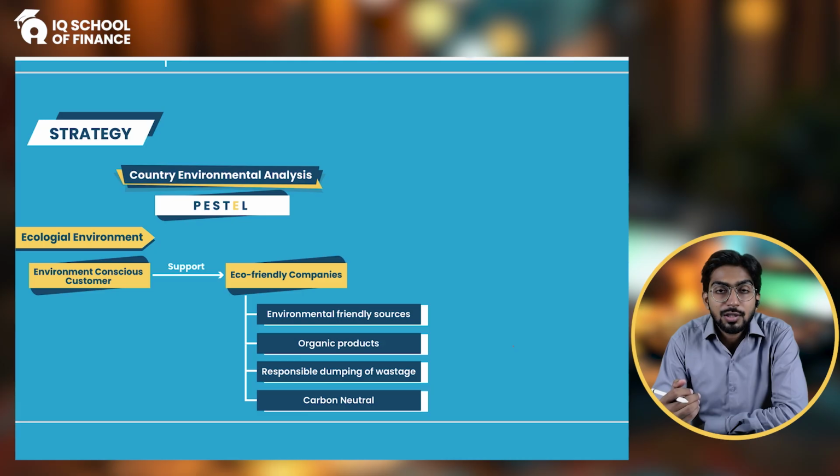You are not using harmful chemicals in your production that emit a huge amount of carbon dioxide and harmful gases, or harmful chemicals which are either thrown into the sea or dumped into landfills, spoiling the land and the sea. So if you are not doing all these things, then you are becoming an eco-friendly company.